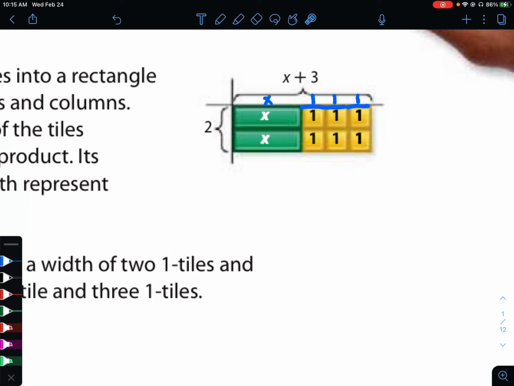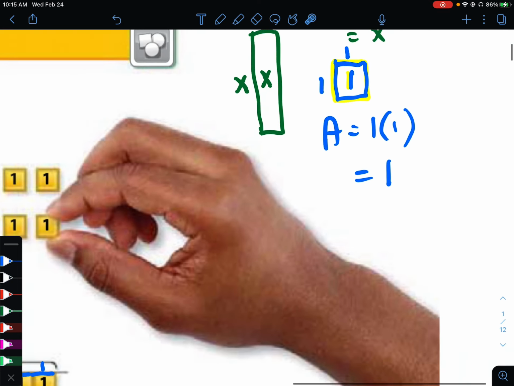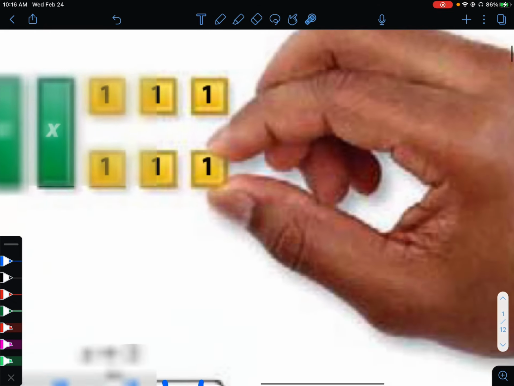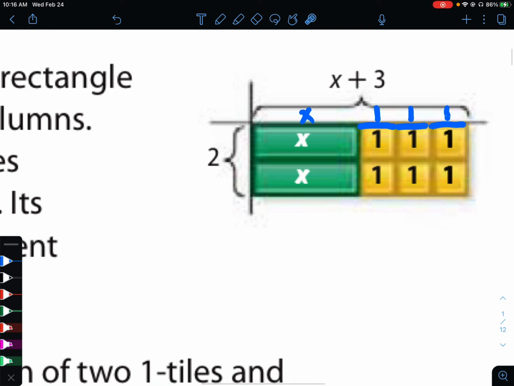Now on this side, why is it 2? Remember, again, we go back to our x tile where we have the width. This is the width, which is equal to 1. So in this case, this is equal to 1 right here.